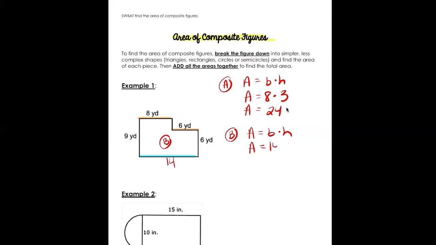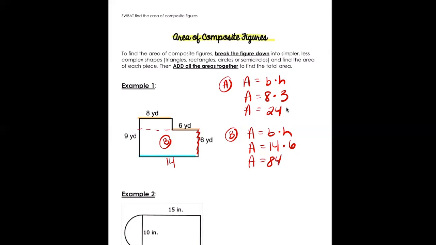So the base is 14 times the height of piece B. The height right here was given 6. So we're going to do 14 times 6. I can't do that in my head. I reach for my calculator, so y'all can reach for your calculators. 14 times 6 is 84.